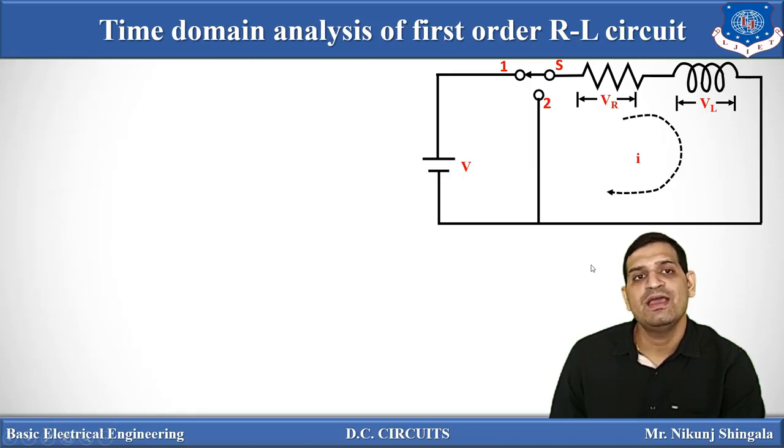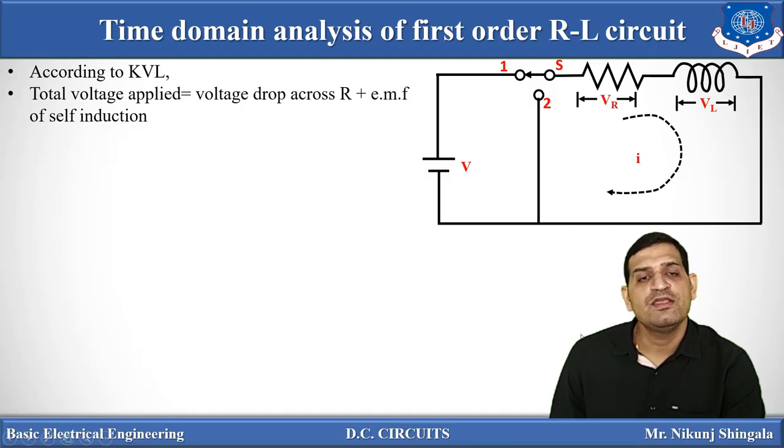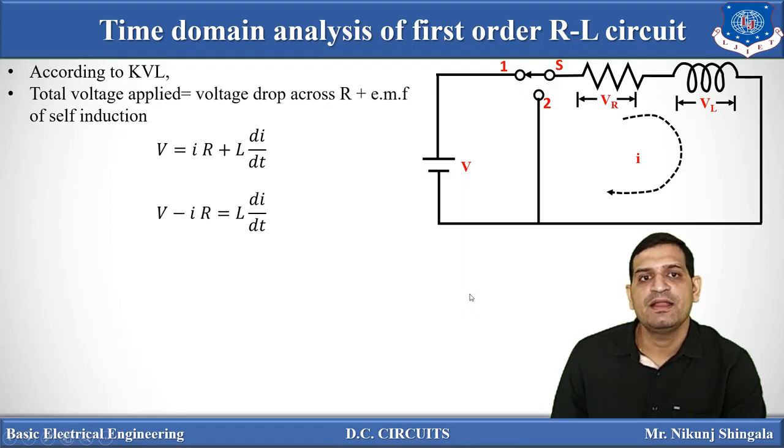Now applying KVL in this circuit, we get total voltage equal to the voltage drop across R plus the EMF of self induction due to inductor L. So we can write V = IR + L di/dt, where L di/dt is the self induced EMF of the inductor. So we can write V - IR = L di/dt.